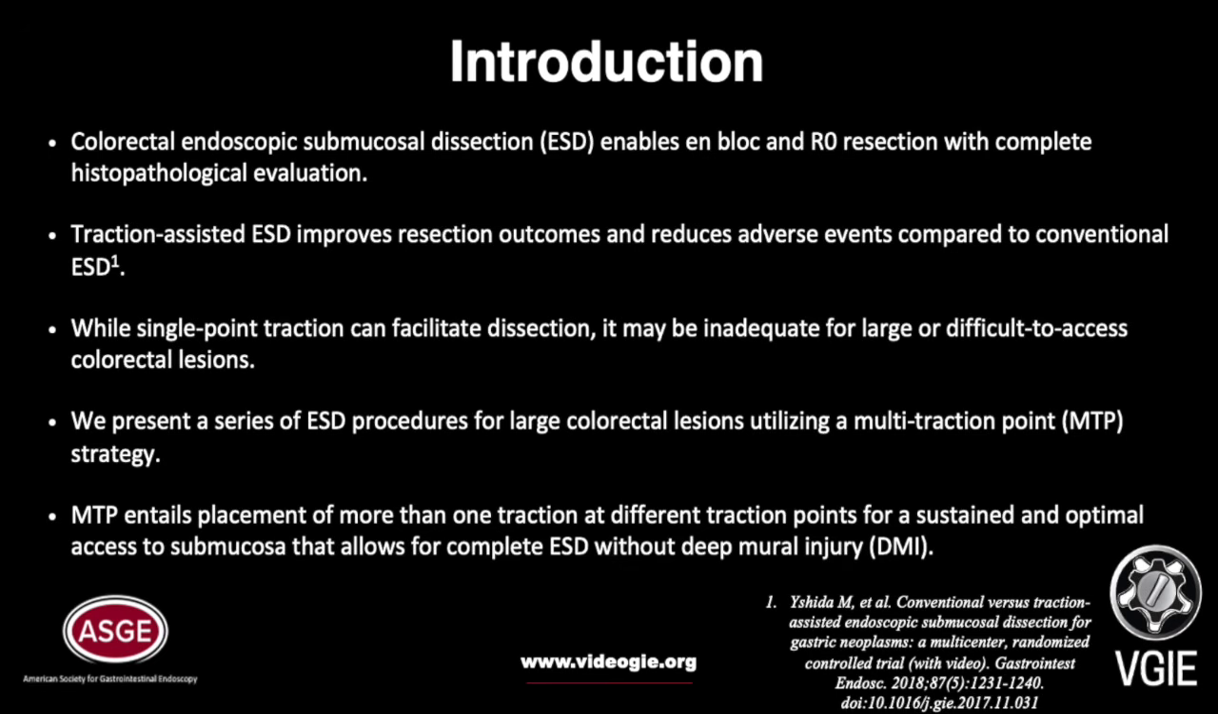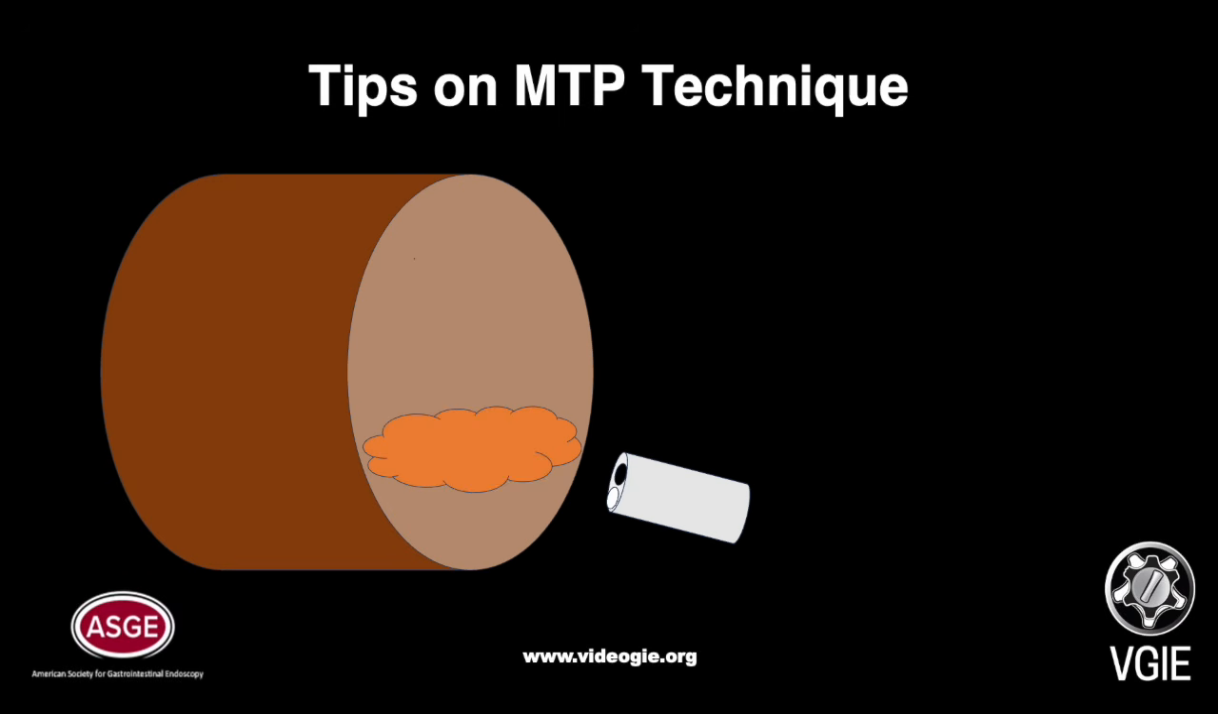We present a series of ESD procedures for large colorectal lesions utilizing a multi-traction point strategy. MTP entails placement of more than one traction at different traction points for sustained and optimal access to the submucosa that allows for complete ESD without deep mural injury. This is an illustration of how the technique works.